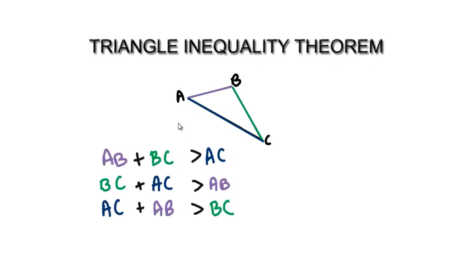So this means that if you take the length of side AB and add it to the length of side BC, it must be greater than the length of side AC. Alright, so that's the first case. And you do that for all of the other sides as well. So you take the length of side BC and add it to AC, it must be greater than AB. And you take length AC and add it to the length of AB, the sum of these two sides must be greater than the length of BC.